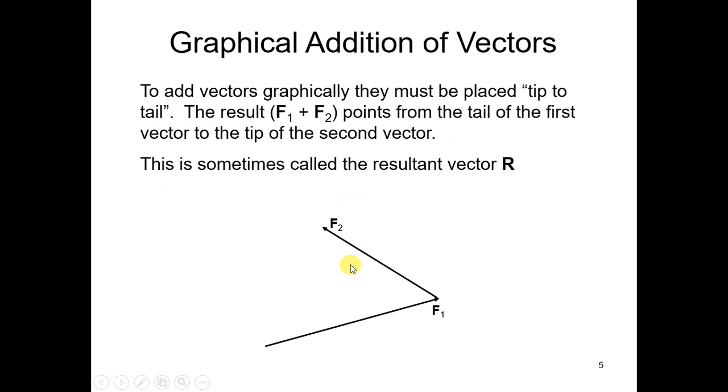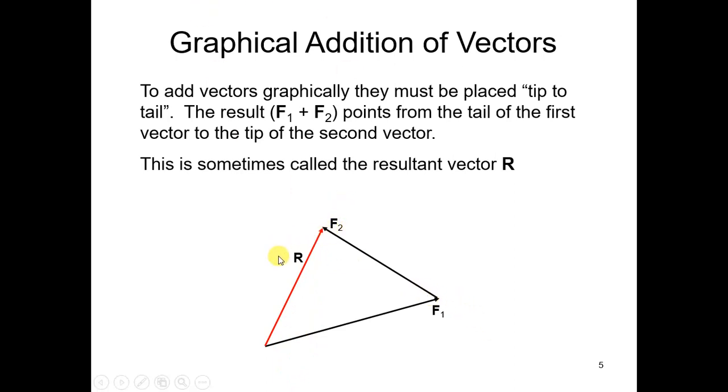Now see here the graphical addition of vectors, which we discussed in the previous lectures. I explained this in those lectures using these slides. This is very easy. To add vectors graphically, they must be placed tip to tail. See, this is our tip and this is our tail.